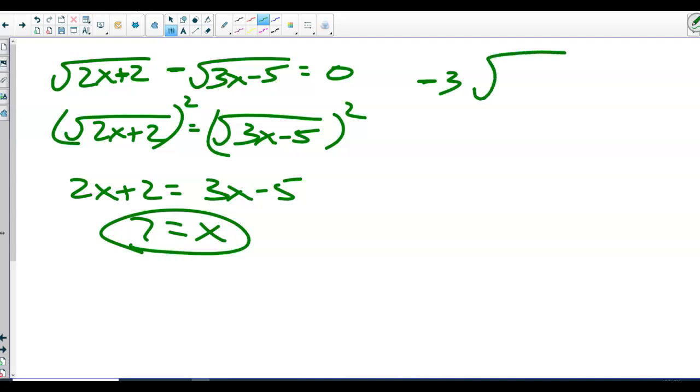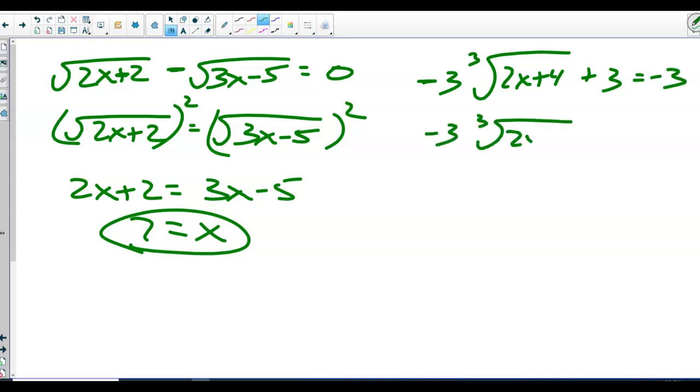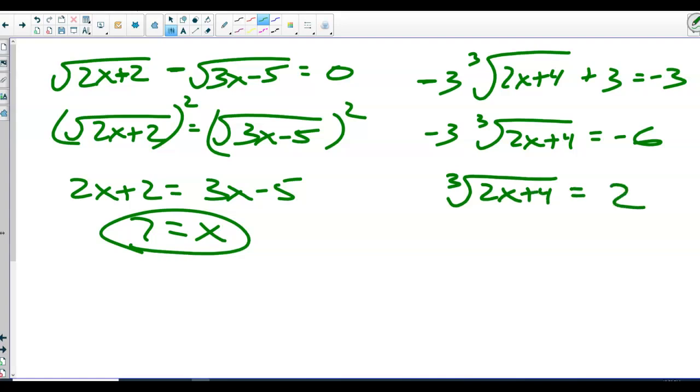Negative 3 times the cube root of 2x plus 4 plus 3 equals a negative 3. I'm subtracting 3 on both sides. That gives me a negative 6. Divide negative 3 on both sides. That gives me a positive 2. Now my radical is equal to a positive, which I like. Since we're cubing, it wouldn't have mattered. But I always like the positive better.